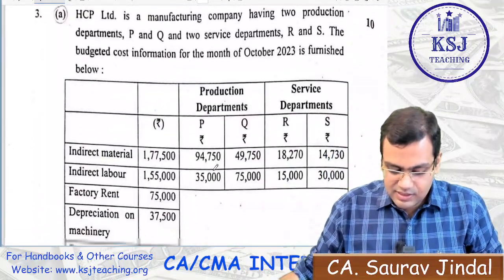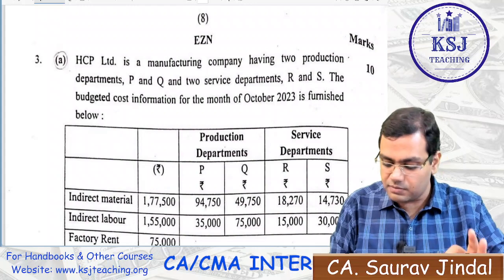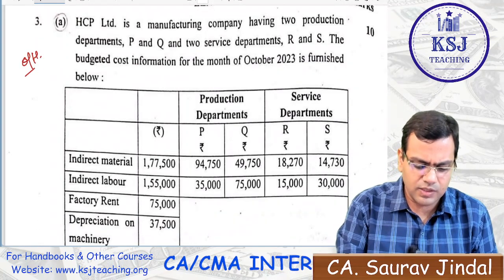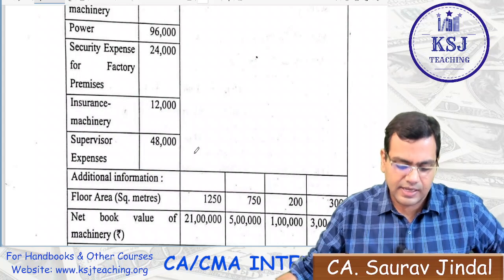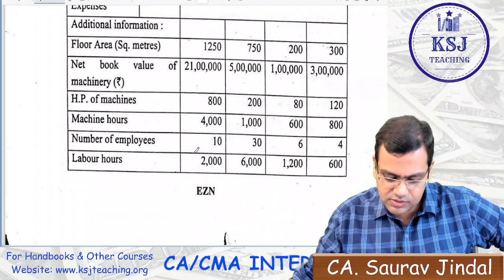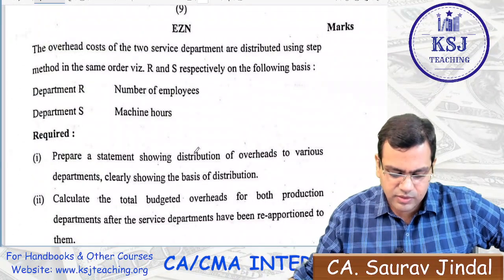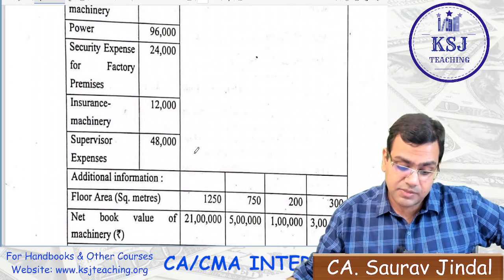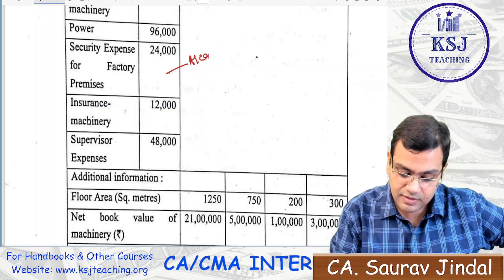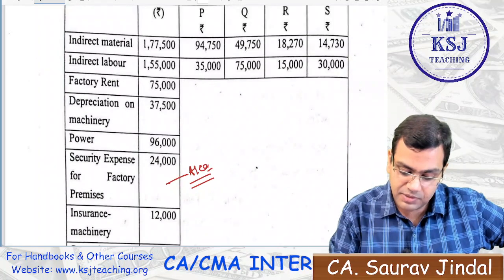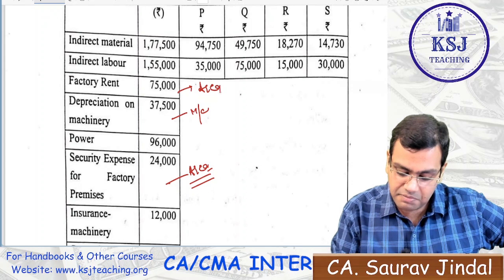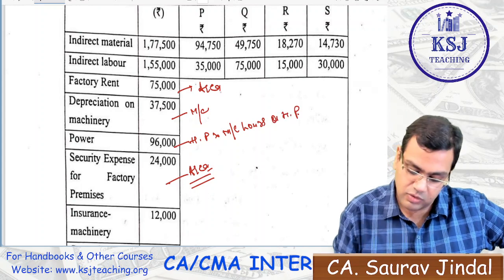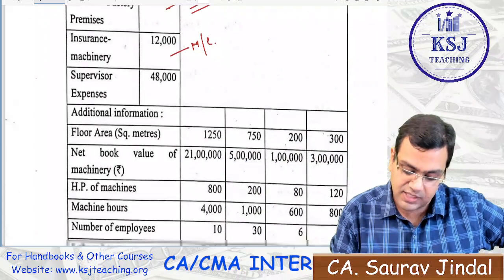Very good question. After that, as I told you, this is just a quick review from my side, if any difficult question is there or a few points. Overhead question, very straightforward question. Security expense, very straightforward question. I don't think there was anything specific in this. Now, the security expense for the factory can be on the basis of area. Insurance of machinery on the net book value, depreciation of machinery on machinery, factory rent on area, power on horsepower of machine into machine hours, or horsepower, both ways. Supervisor expenses can be on the number of employees.